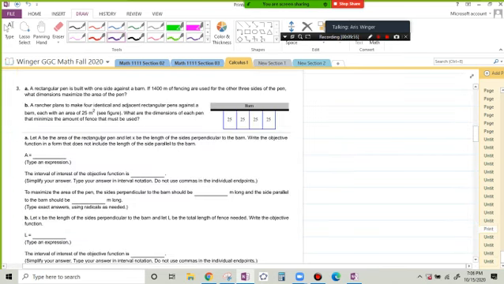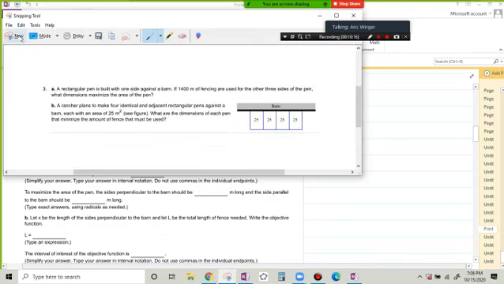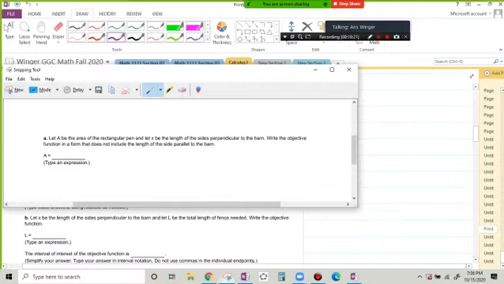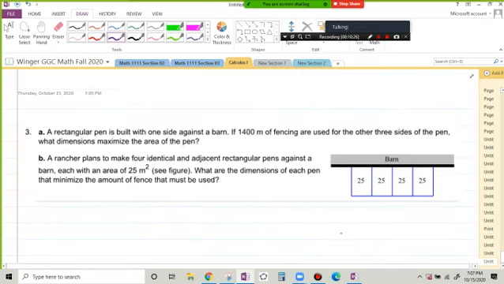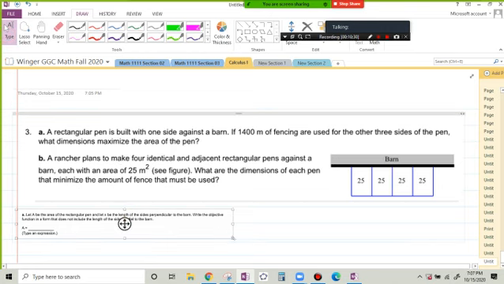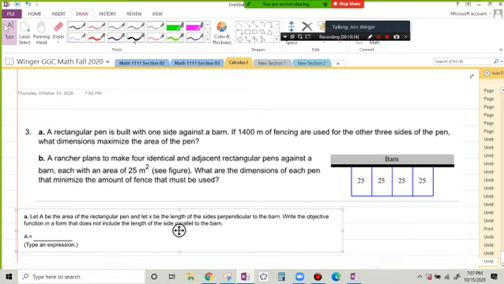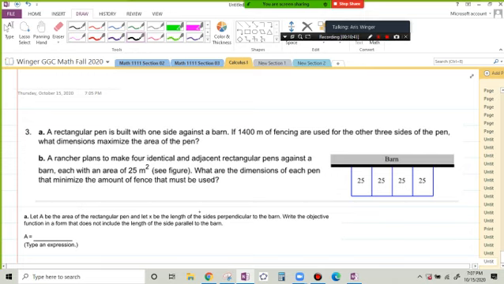So the first one is, let A be the area of the rectangular pen, and let X be the length of the sides perpendicular to the barn, write the objective function in a form that does not include the length of the side parallel to the barn. All right, so let's include that. So they're being nice in that they're helping us to set up the question. They've told us to label, let A be the area of the rectangular pen and let X be the length of the sides perpendicular to the barn. So this is X, this is X, this is X, this is X, and this is X.